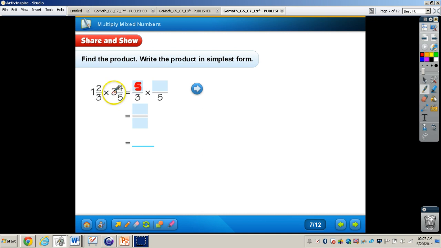And then from here we take 3 times 5, giving us 15, adding 4 to that, giving us 19. So we have 5 times 19, giving us 95. 3 times 5 is 15. And then we change that into a mixed number, which will give us 6 and 1/3.